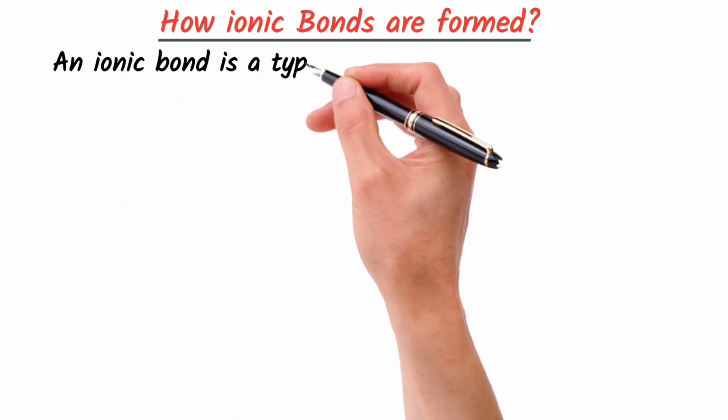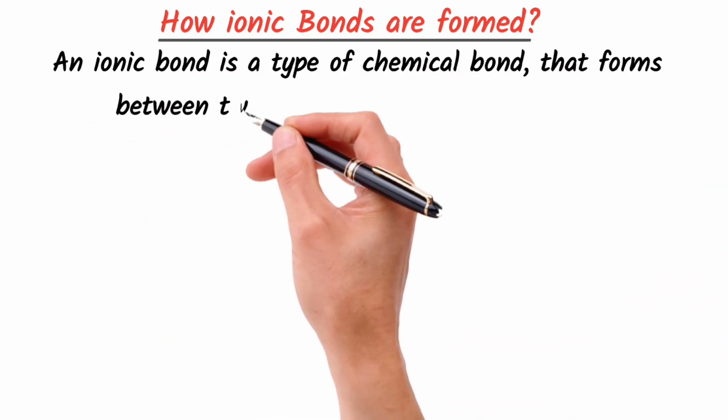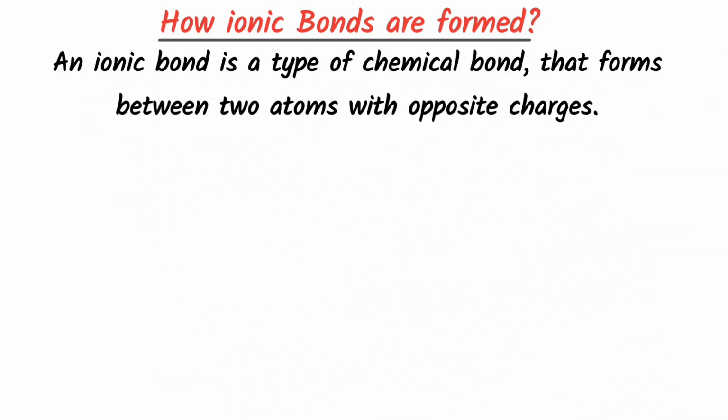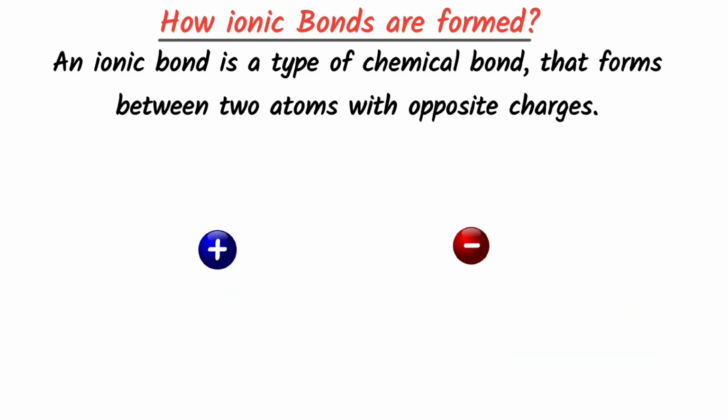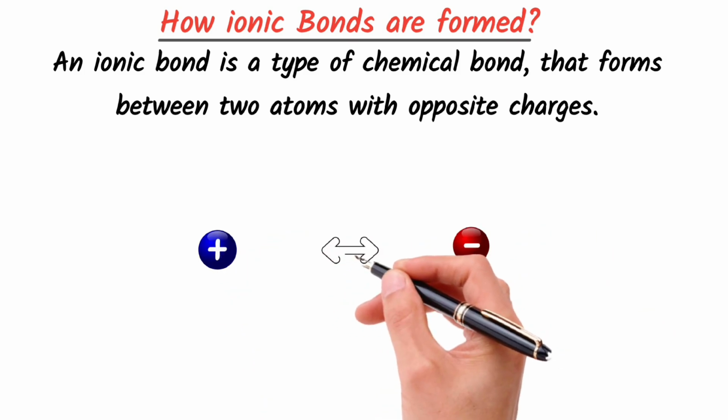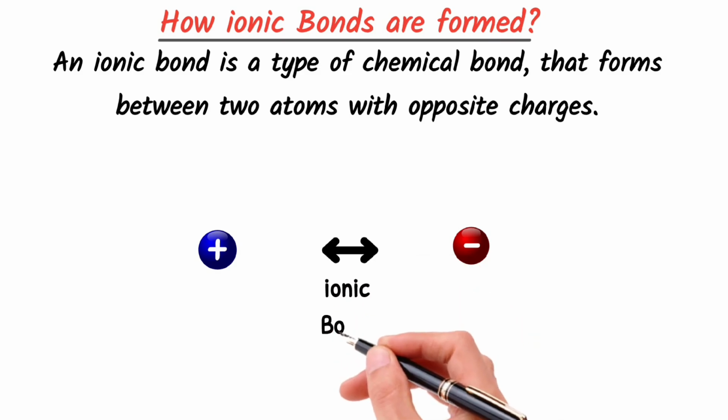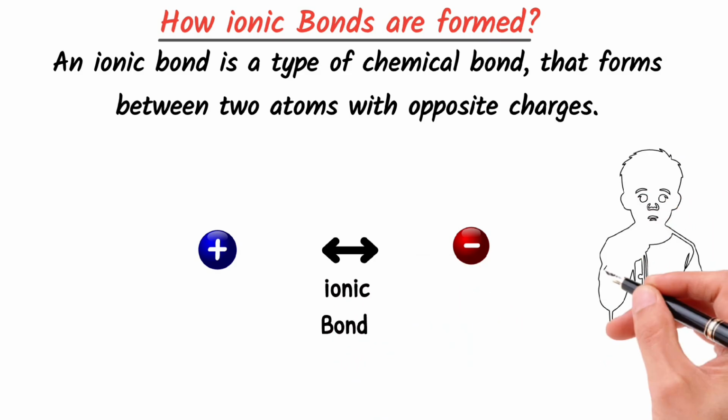An ionic bond is a type of chemical bond that forms between two atoms with opposite charges. One atom has a positive charge, while the other has a negative charge. These opposite charges attract each other, forming an ionic bond. Let's talk about how this happens.